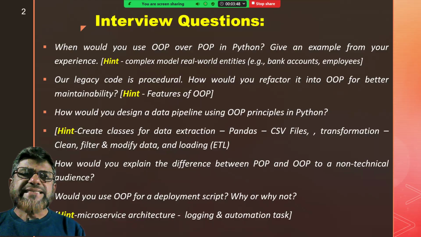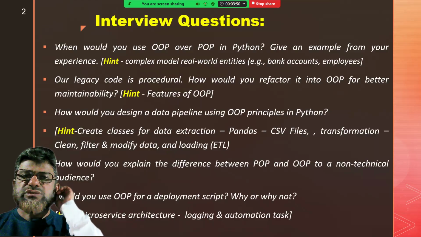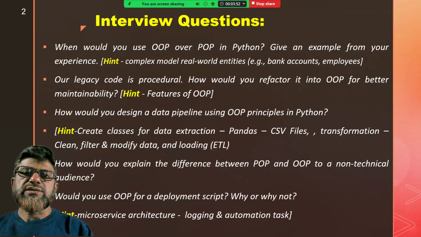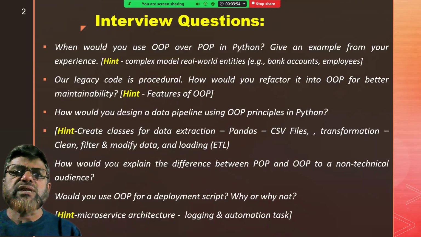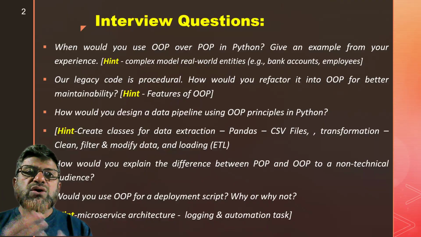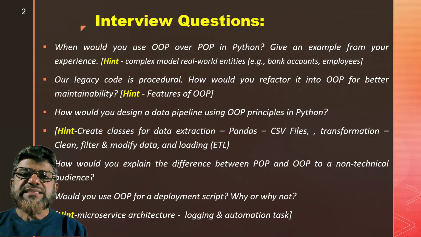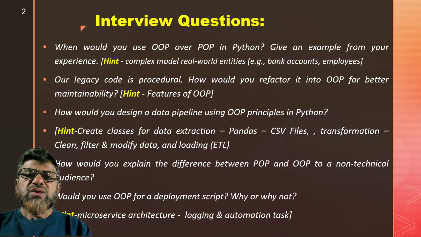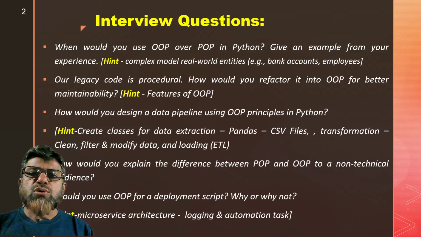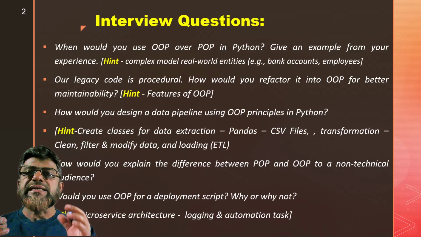Okay, so let's see the questions one by one and we'll try to understand. Basically we can say this is called a sample question paper. Like, when would you use OOP over POP in Python? Give an example from your experience. Basically in this we can construct complex models of what are called real-world entities.